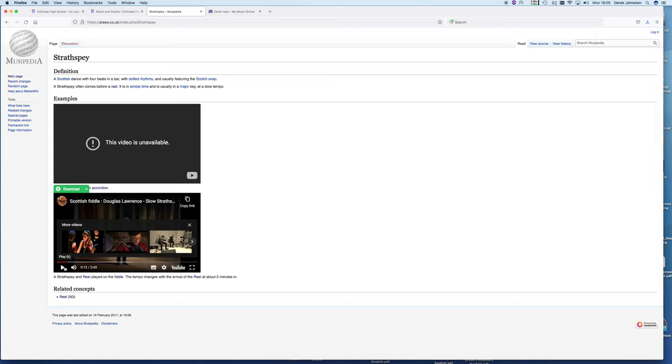Dum dum. Now the Scotch snap can appear in other Scottish dances. I can play a waltz with a Scotch snap. But that is not a Strathspey. It's a waltz. Just because there are two little Scotch snaps in the music does not mean that it is a Strathspey. It's still a waltz because 99% of the music is going 1, 2, 3.